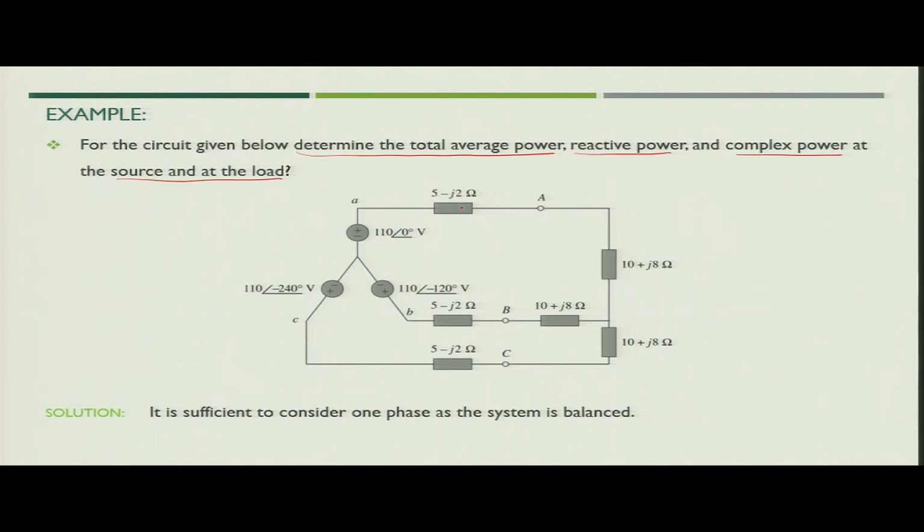5 minus j2 ohm is the impedance of the transmission line and it is the same in all the 3 phases. The load is star connected again, where the per phase impedance of the load is 10 plus j8 ohm. Now, from this figure you can observe that the system is balanced.